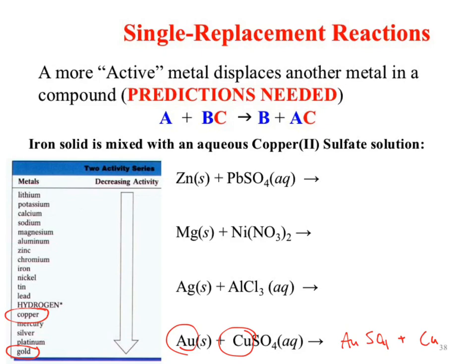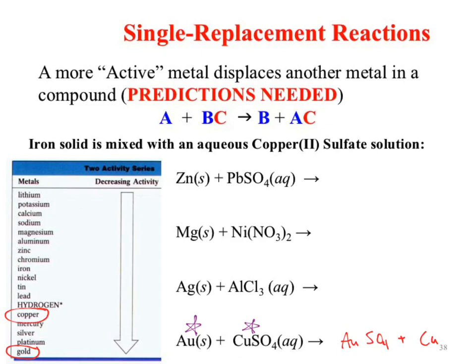Copper is higher in the activity series, which means what does copper want to be? With something. So we go and look at our equation. Where is copper with something? On the left-hand side as a reactant. Gold is lower in the activity series, which means it wants to be alone. Where's gold by itself? On the left-hand side.